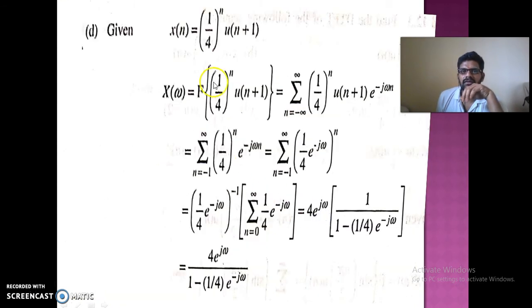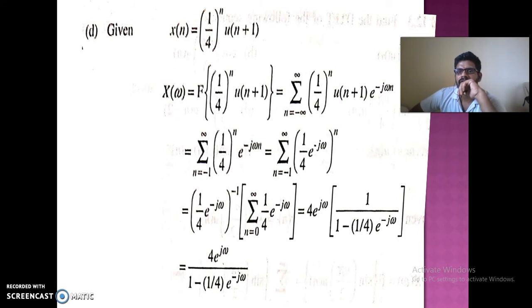Okay. Next example is x of n is equal to 1 by 4 whole power n u of n plus 1. So this is also convergible. So you can find the DTFT. X of omega is equal to the sum over n equal to minus infinity to plus infinity of 1 by 4 whole power n u of n plus 1.